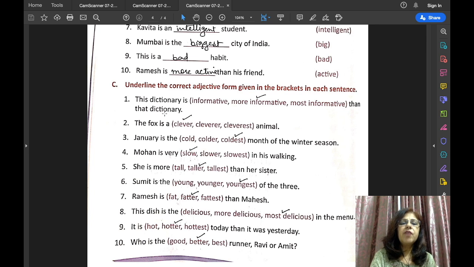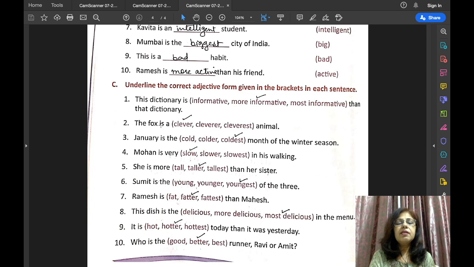So for number 1, this dictionary is dash than that dictionary. So the comparison is done between 2 dictionaries, this dictionary and that dictionary. So we will use the comparative degree. And which is the comparative degree? Informative, more informative, most informative. So more informative is the comparative degree. This dictionary is more informative than that dictionary.